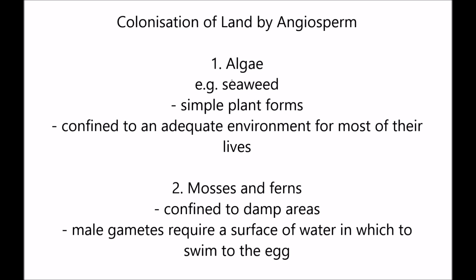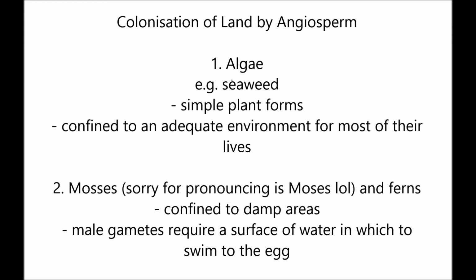Colonisation of land by plants. Number 1, algae. For example, seaweed. These are simple plant forms. They are confined to an aquatic environment for most of their lives.